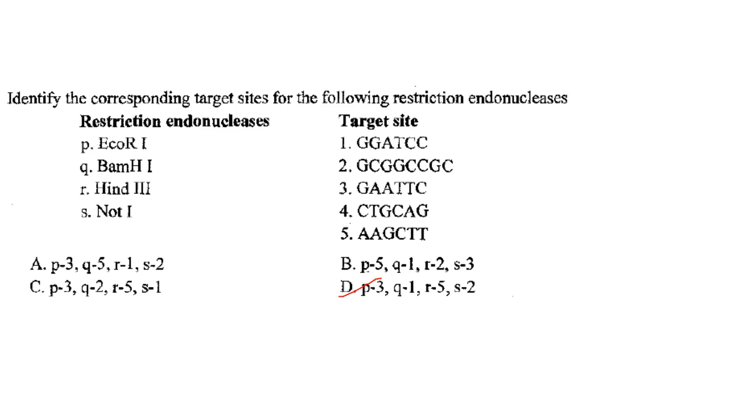BamH1 is GGATCC. EcoR1 is GAATTC. HindIII is AAGCTT. And NotI is GCGGCCGC. So the answer is option D.